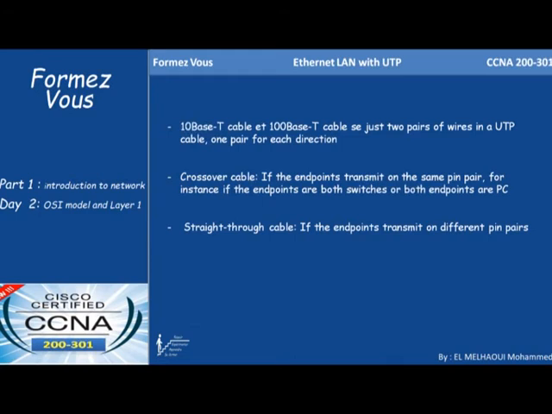For CCNA, you should remember that 10BASE-T and 100BASE-T use two pairs of wires in the UTP cable, one for each direction. And you should know the difference between crossover cable and straight-through cable. So, a crossover cable is used if the endpoints transmit on the same pin pair, for instance if both endpoints are switches or both endpoints are PCs. Whereas, a straight-through cable is used if the endpoints transmit on different pin pairs.